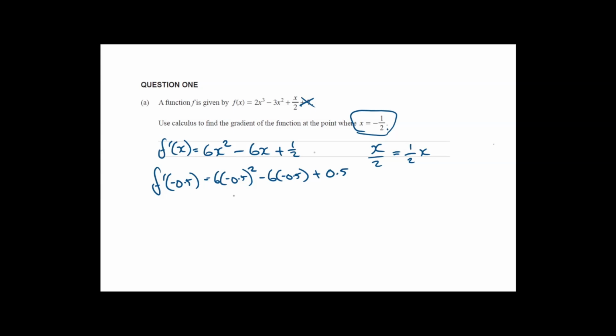So this is going to be 0.25. So 6 times 0.25 is 1.5. And minus 6 times minus 0.5 is positive 3. And positive plus 0.5. And so 1.5 plus 3 plus 0.5 is 5. So it's our answer there. But yeah, just be aware of these Casio calculators, the old ones in particular. Test them out if you're not sure. Right, next question.